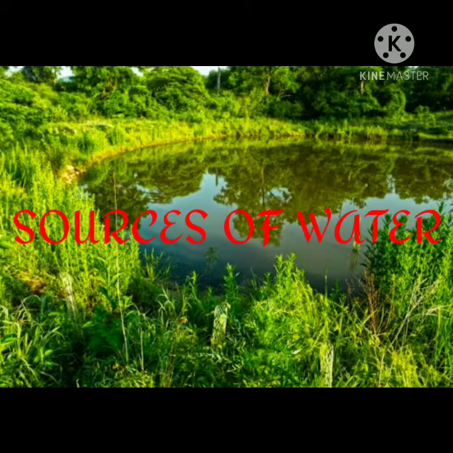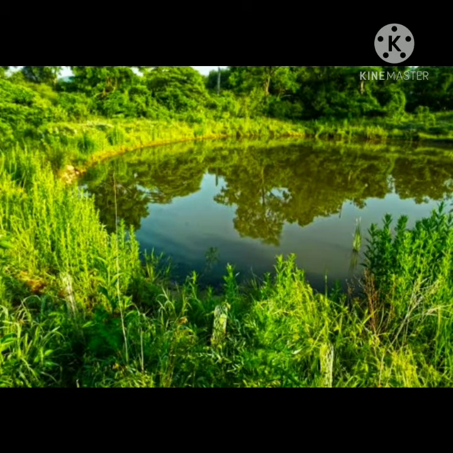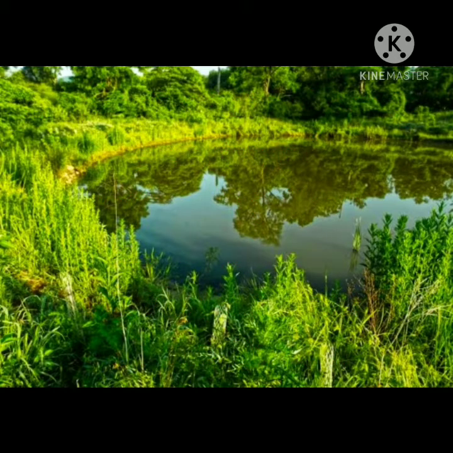What are the different sources of water? Sources of water can be classified or divided into two main categories: surface water and underground water. What is surface water? Surface water is any source of water that flows or is stored on the surface of the earth. The two main sources of surface water are rainwater and the various water bodies.